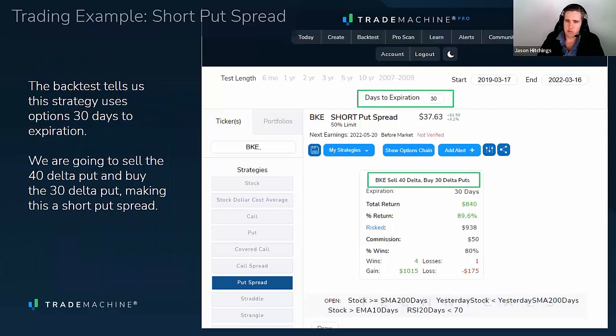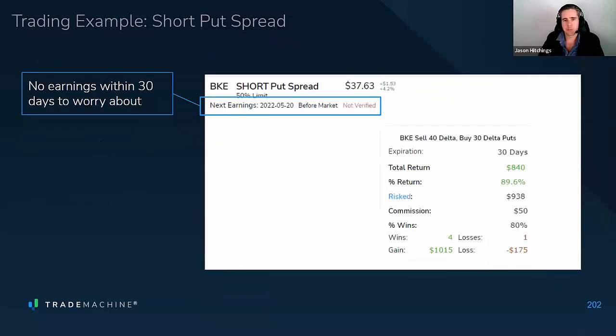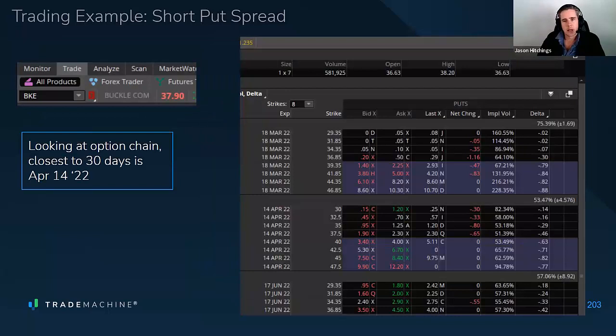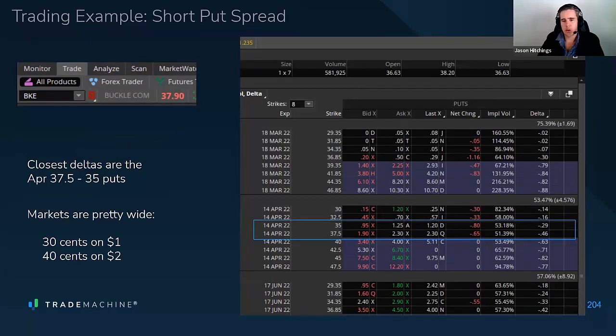I see that for this strategy, we're trading options about 30 days out, in that we're going to sell the 40 delta put and buy the 30 delta put as insurance. I can also see that the next earnings event is projected to be out more than 30 days, so that shouldn't affect me. Then I pull up a montage, and I want to find options that are about 30 days out. Today is mid-March, so I look at mid-April, and now I want to find the deltas close to 40 and 30.